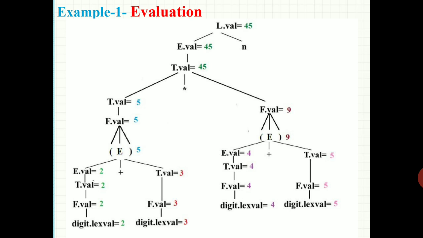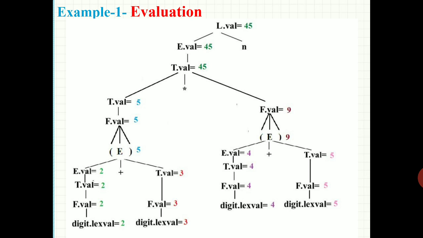Here you can see the first value will be evaluated in order. The digit lex value will be assigned to F, that is, 2 will be assigned to F, then that value will be assigned to T, then that value will be given to E. The next to be evaluated is the right side of this subtree, that is the digit 3, which will be given to T value. Then that value will be evaluated as 5, then that 5 value is given to F also. Then that 5 is given to T value, then it goes to the right subtree.